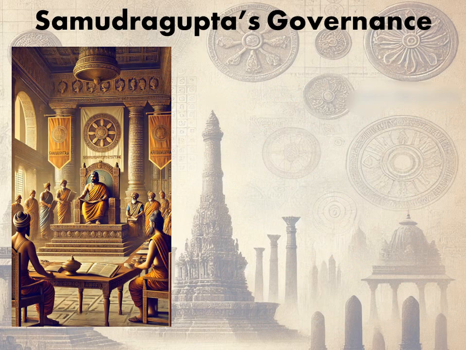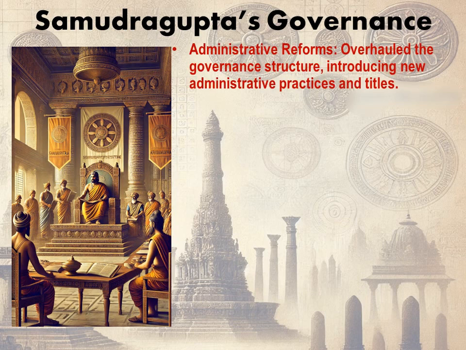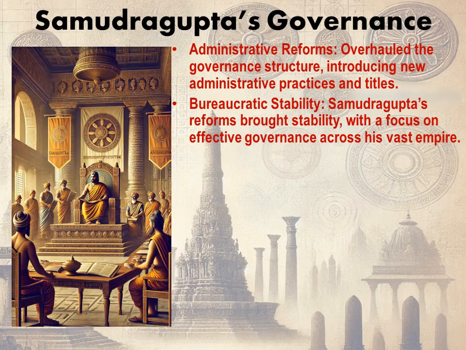Now, Samudragupta's governance. How was his governance? How were his administrative reforms? Administrative reforms overhauled the governance structures, introducing new administrative practices and titles. So, new administrative practices and titles were introduced during his time. Samudragupta's reforms brought stability with a focus on effective governance across his vast empire. So, his strategies brought stability with a focus on effective governance across all the regions in his empire.